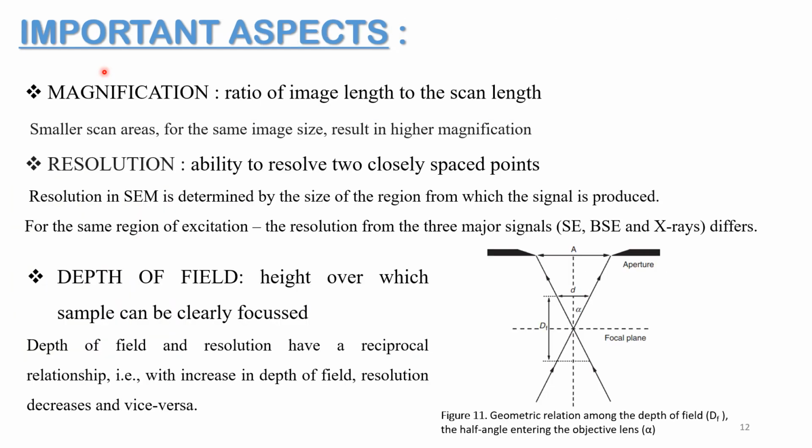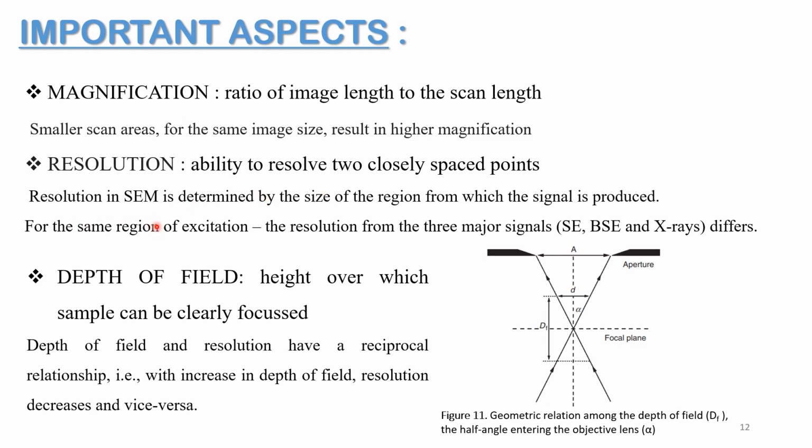The important aspects of the SEM include the magnification. The magnification is the ratio of image length to the scan length. Smaller scan areas for the same size of the image result in higher magnification. Like if we scan a small portion of an image, it will result in higher magnification, that is, a more magnified image of the small portion. Resolution is the ability to resolve two closely spaced points, like the ability with which we can see two closely spaced points distinctly.